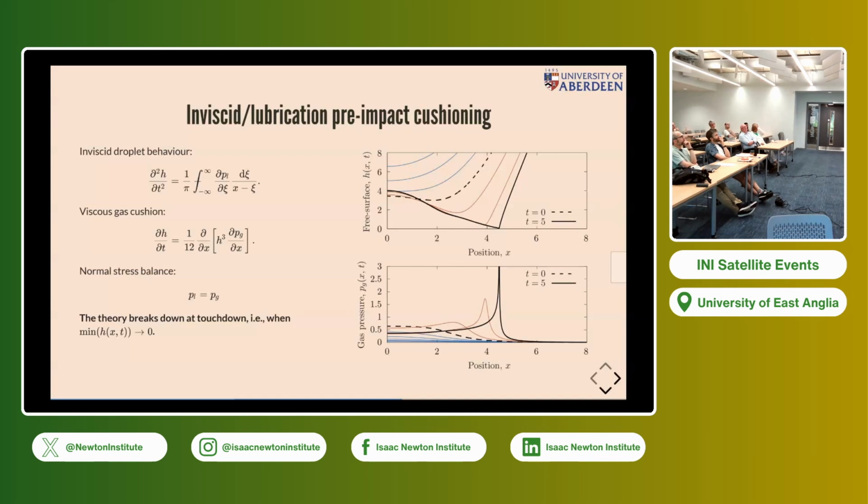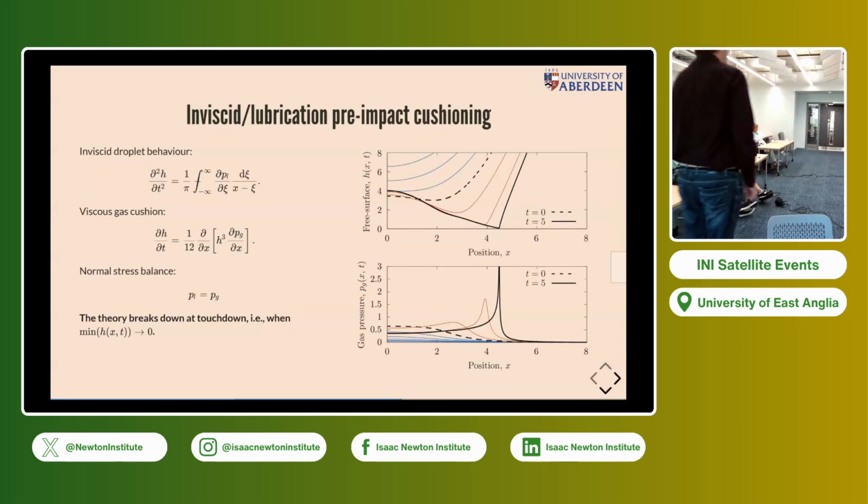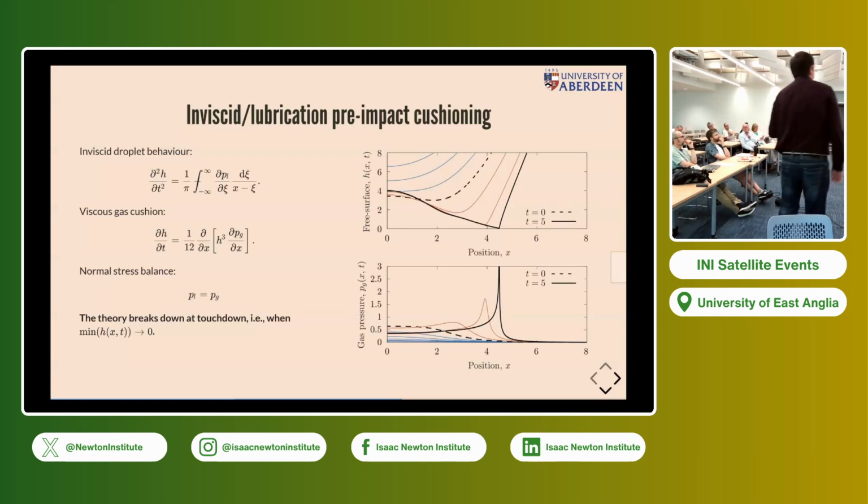And the characteristic pressures are highest where the separation between the free surface and the solid wall underneath is minimum. And then in this case, we get a touchdown at about T equals 5. That's a bit sensitive to numerics, but you can push it as far as you go by adaptive time stepping and various techniques like that.